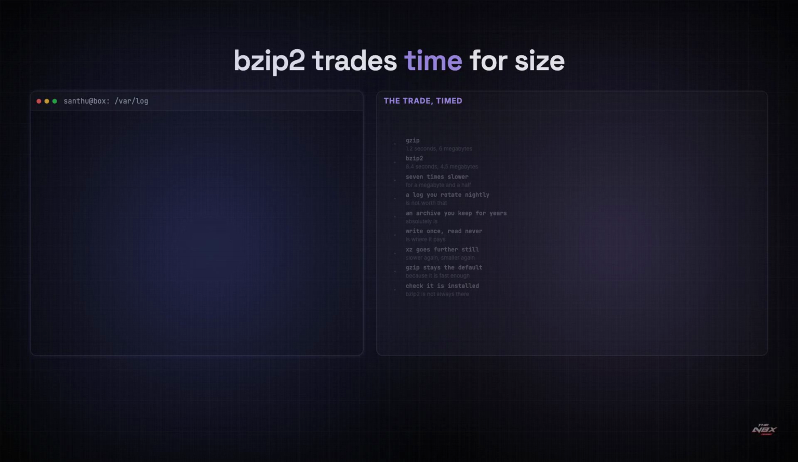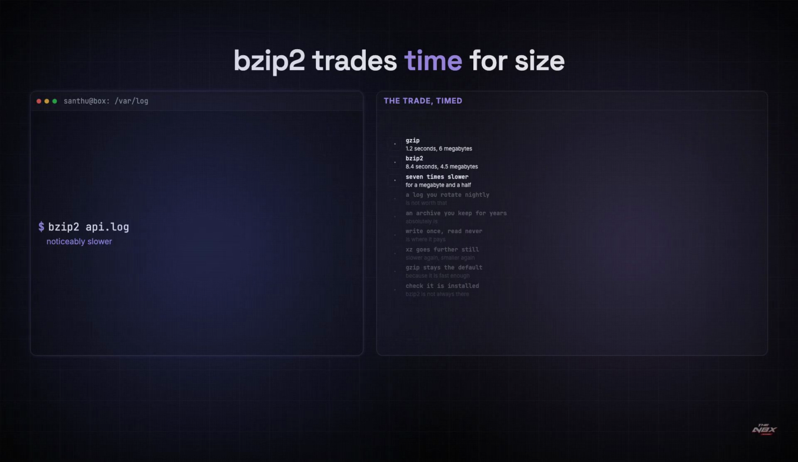Every so often you want the file as small as it'll go. That's when you reach for bzip2. Run both against the same log. gzip finishes in a second, giving 6 megabytes. bzip2 takes 8.5, giving 4.5. You're paying 7 times the processor time for a megabyte and a half. Whether that's worth it depends on what happens next.